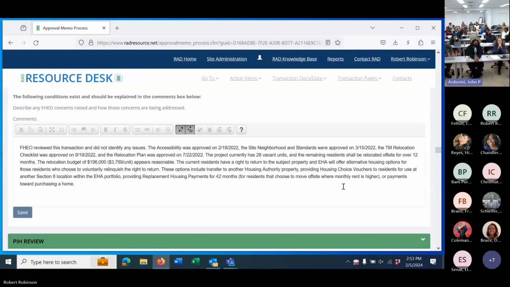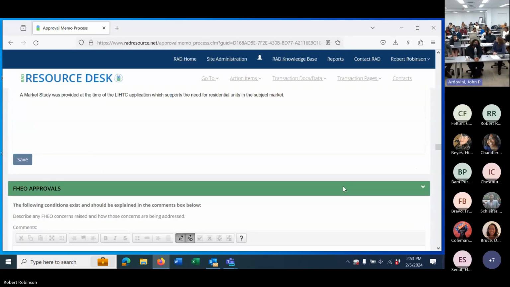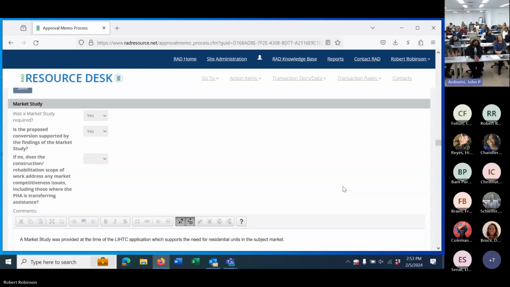Another question. Sure. Market study. What are some of the requirements for the market study? And would HUD be required to be named who the report is for essentially? Like, do we have any specific parameters around that?